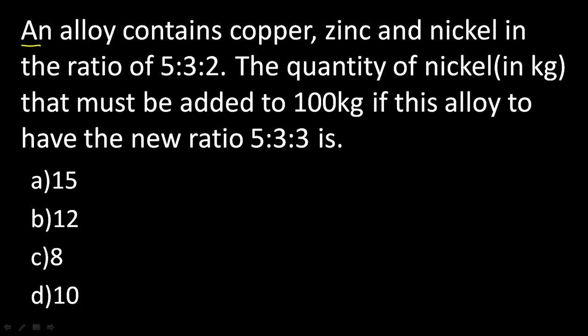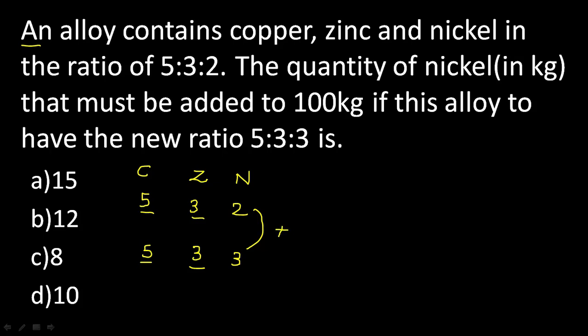Mixtures mainly contain a variety of components in a vessel or something like a can or bucket. Now here they have given three quantities, that is copper, zinc and nickel. Initially it is 5:3:2 ratio, then after adding the nickel the ratio becomes 5:3:3. So here only nickel is added, so the copper and zinc values should remain the same. Already in the question the values are the same, so there's no problem. If the values are different we have to make the values the same and then proceed with the problem. So only nickel is added.